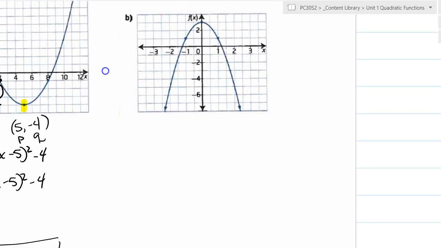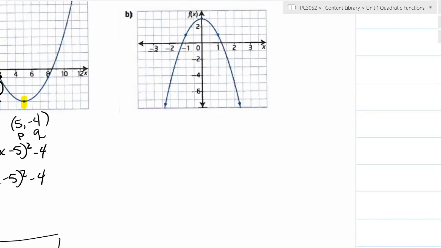Same process for B, just heads up. We already know something about my a-value. It's negative because it's opening downwards. So something to watch for is when you're solving for A, if you get a positive value, we've done something wrong somewhere.